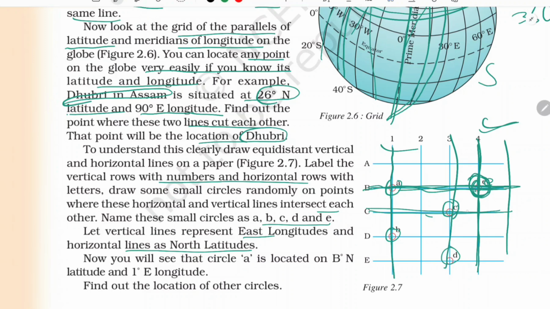So you can see circle A is located on B degree north latitude and 1 degree east longitude. So here B degree, 1, isn't it? B degree north latitude and 1 degree east longitude. So in that way we are locating places. I hope this was clear. So that was about how we locate a place.